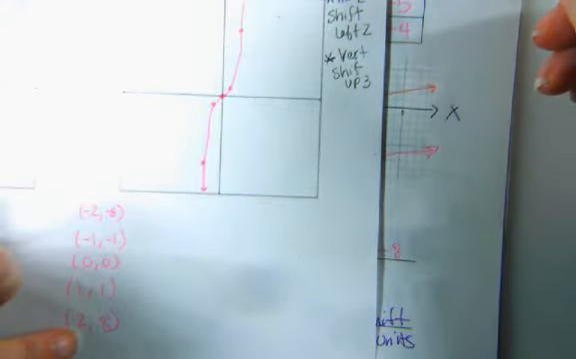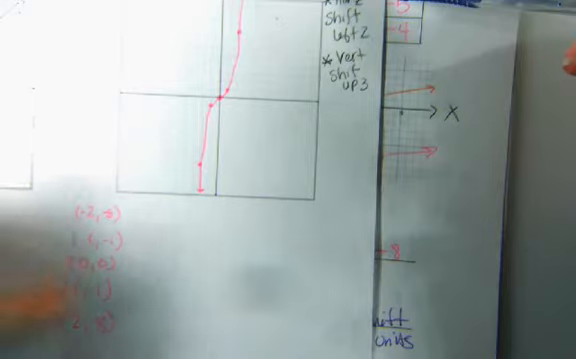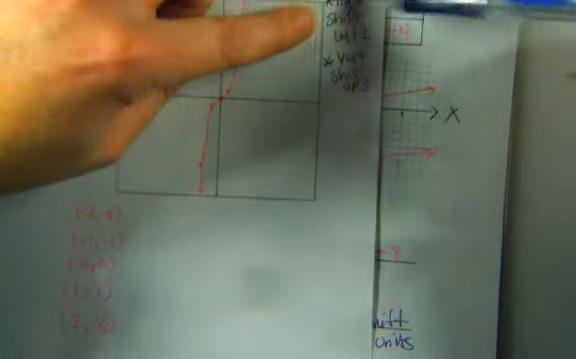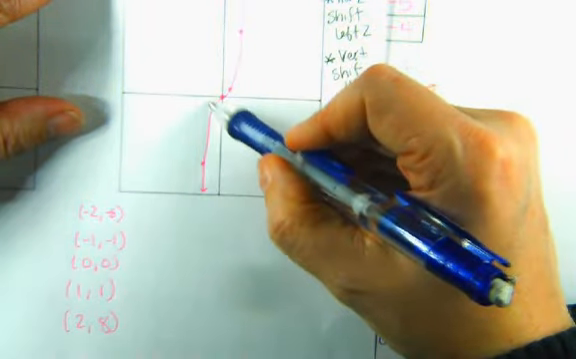Horizontally shift left 2, so if I'm going to go left, I'm going to subtract 2 from each of my x values. If I'm going to go up, I'm going to add 3 to my y values. So let's do that to these ordered pairs and then graph.